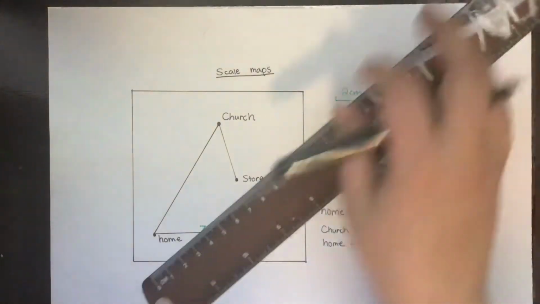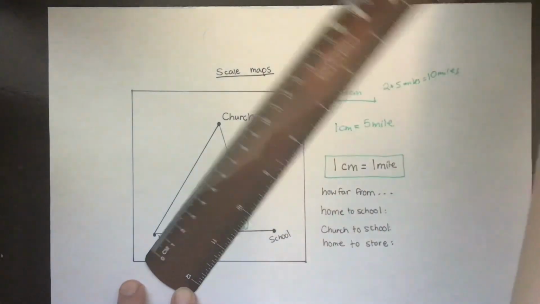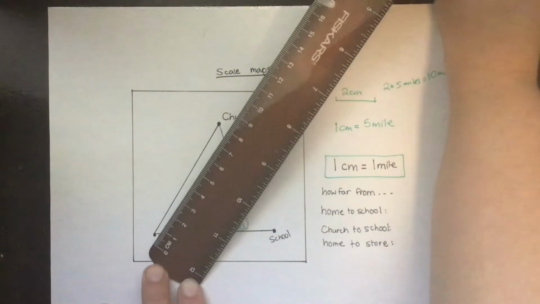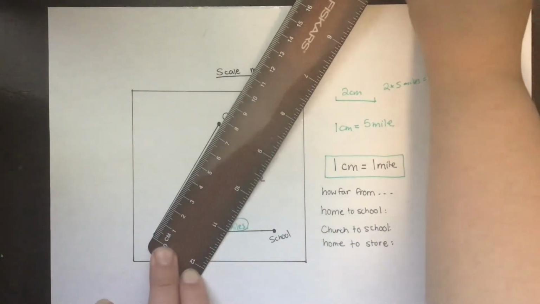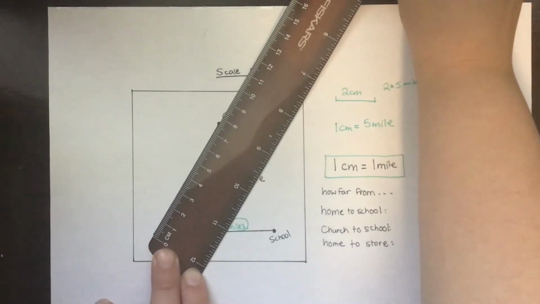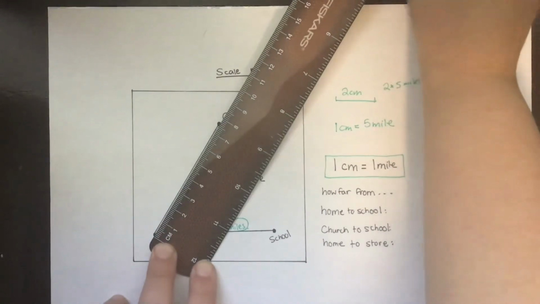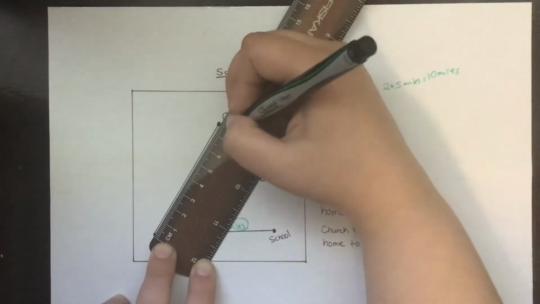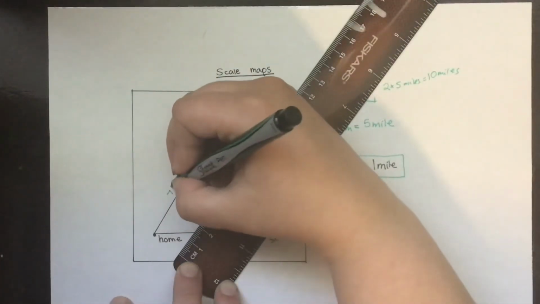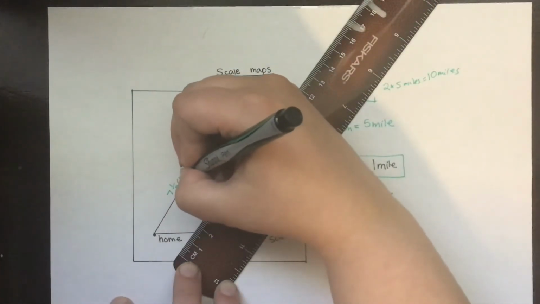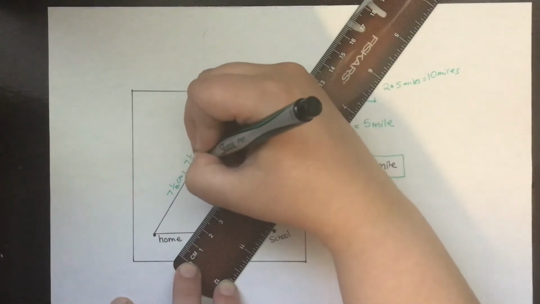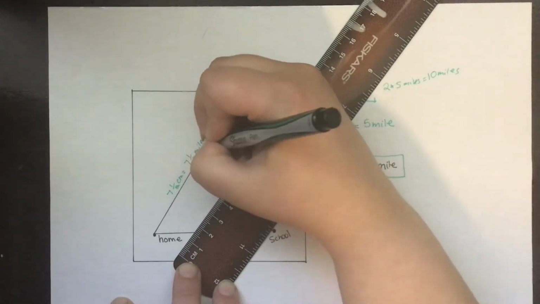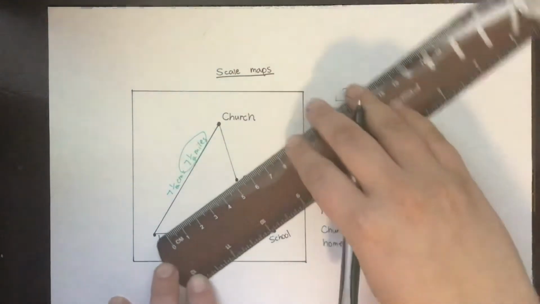So here we go. I'm going to line up my ruler so that the 0 is at one of my points. And then I'm going to see how it lines up over there. So it looks like this one is at 7 and then halfway through that mark. So that's the same as 7.5 centimeters, or 7.5 miles. There we go, that's the amount in miles.